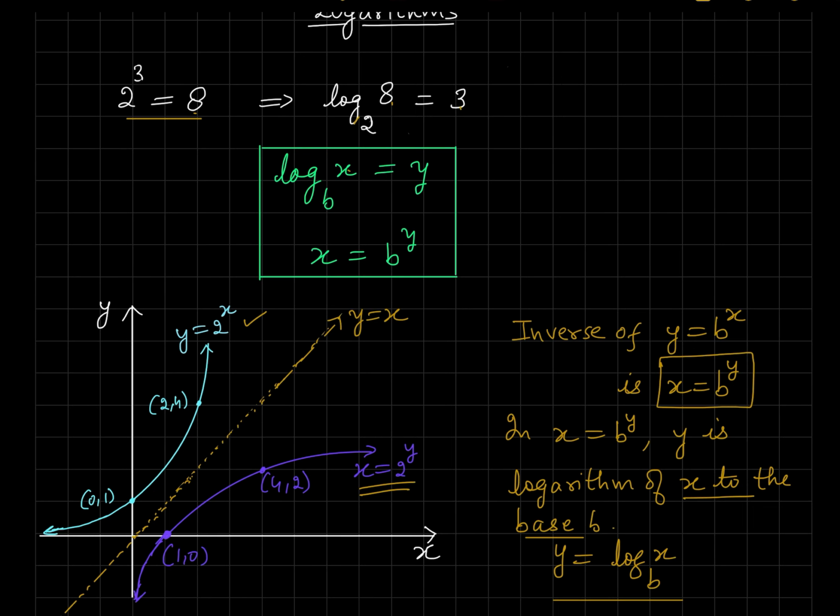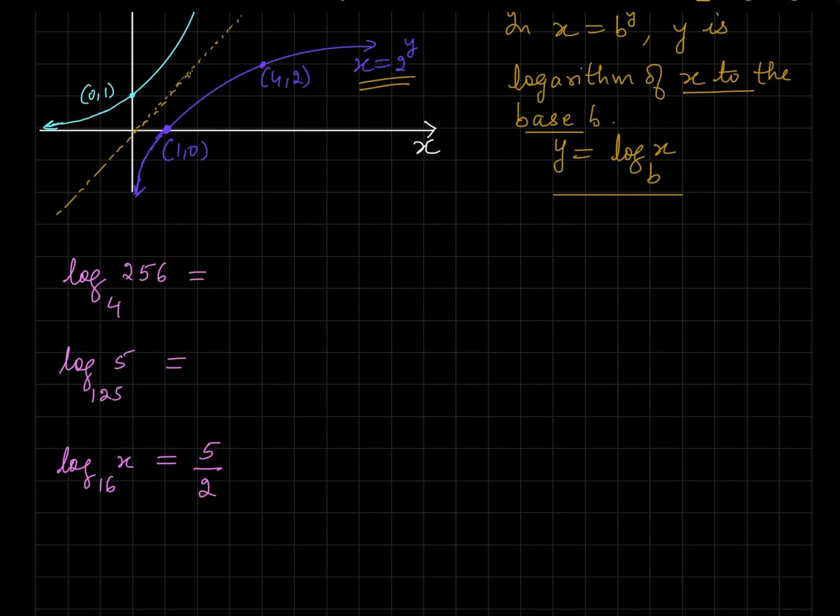So if it is, say, 5 raised to the power 4 is equal to 625, so what does it mean? We say that log of 625 to the base 5 is 4. So this way you can write exponents in logarithm forms. Okay, now let us do a few questions.